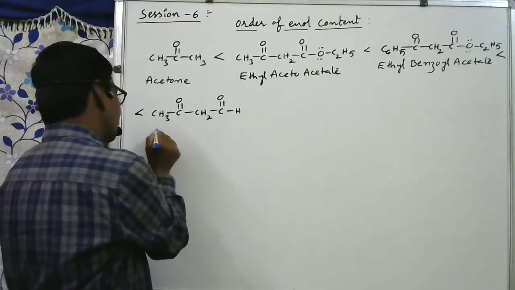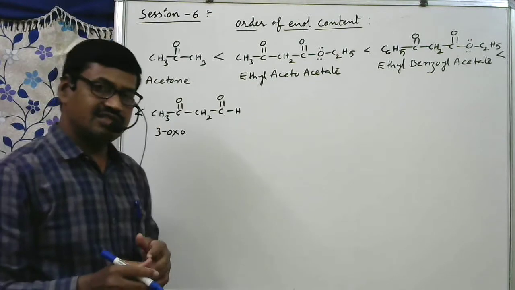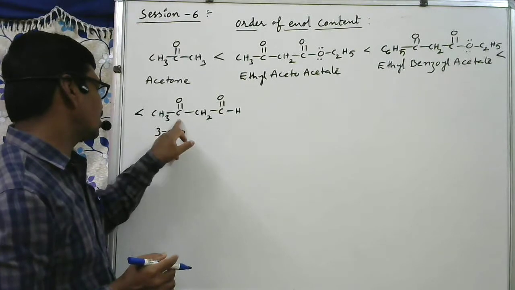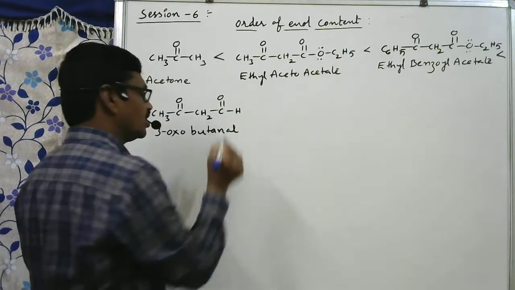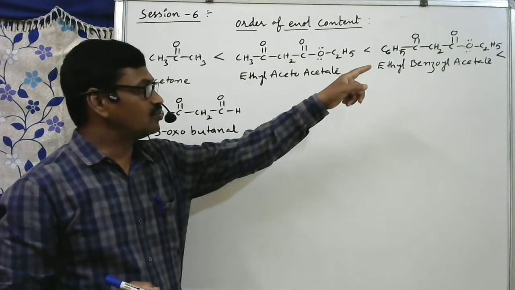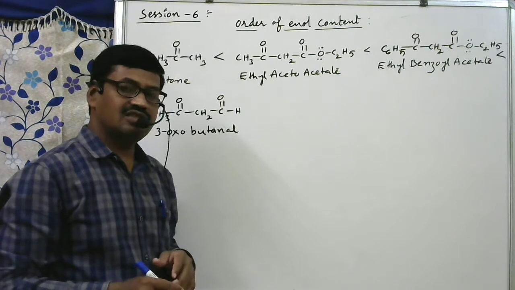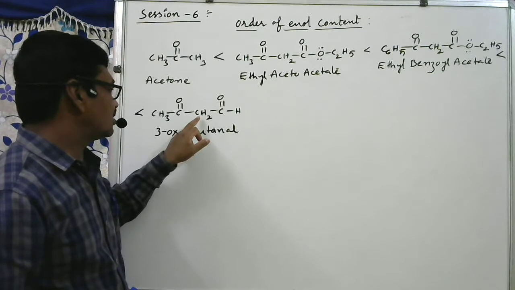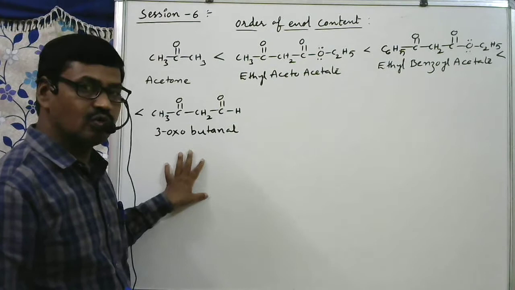1, 2, 3. We can write 3 oxo, because C double bond O, if you consider it as a substituent, we can write as oxo. So 1, 2, 3, 4. 3-oxo-butanol. Here only hydrogen is present, like the ester group OC2H5 is not present. Here it has no plus I nature, no minus I nature, no hyperconjugation, and no resonance also. So here this CH2 group can be easily participated in enol form. So its enol content is more.